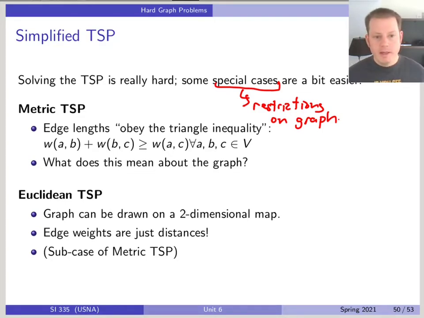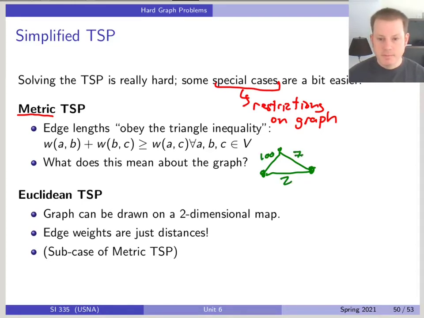One is called the metric traveling salesman problem. This word metric has to do with the relationship between nodes, like, could this be a realistic graph in space? There's something called the triangle inequality, so I'll show you what that means. If I have 3 points in a graph, it is perfectly acceptable in terms of nodes in the graph to say that the edge weights here are like 100 and 2 and 7.